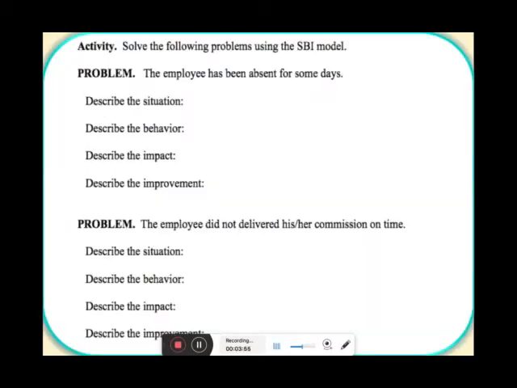Activity. Solve the following problems using the SBI model. Problem. The employee has been absent for some days. Describe the situation. Describe the behavior. Describe the impact. Describe the improvement. Problem. The employee did not deliver his or her commission on time. Describe the situation. Describe the behavior. Describe the impact. Describe the improvement.